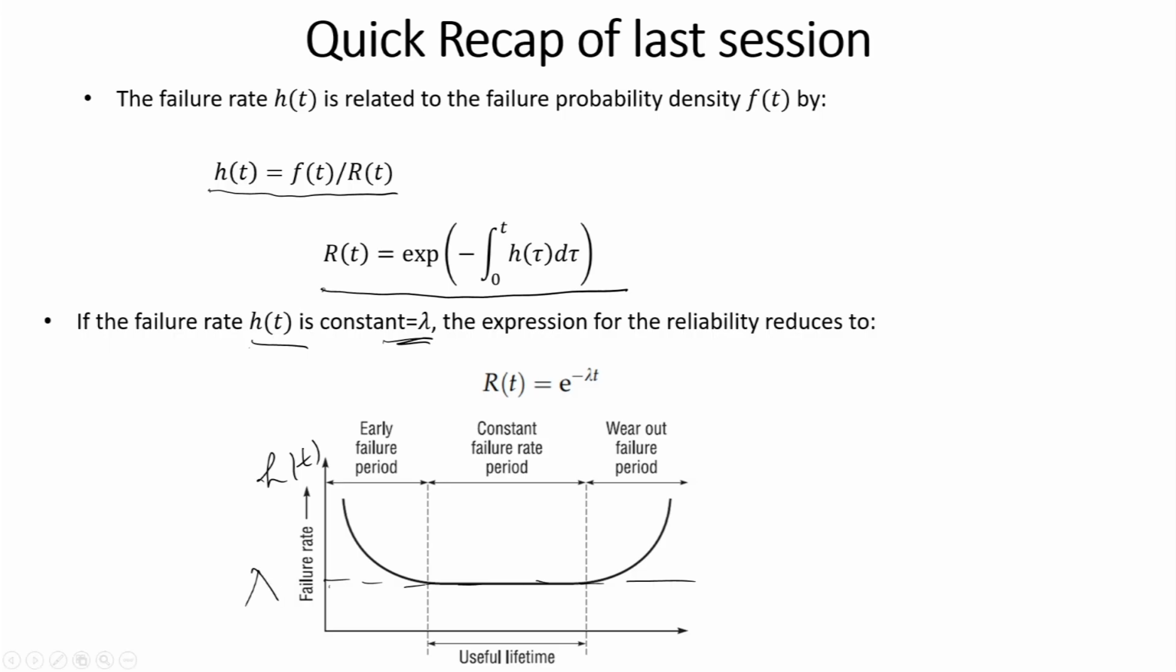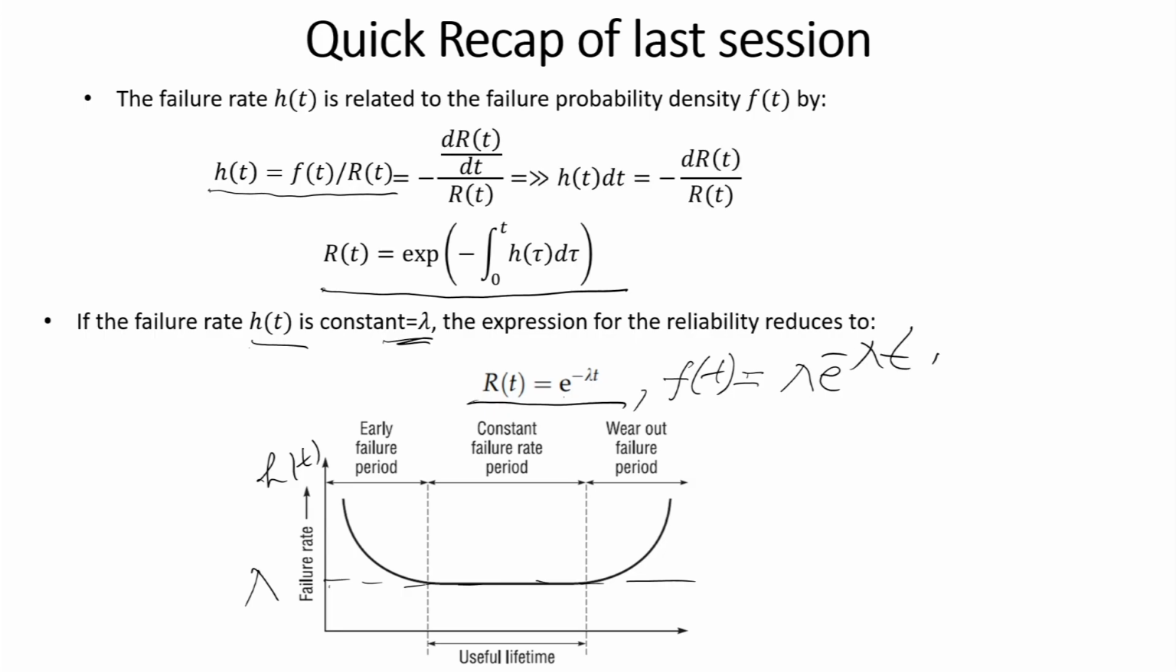When it is constant, you can write the expression for the reliability function as an exponential function, and we call this the exponential probability function. You can find the probability density function f t for the failure by differentiating this. So this will be minus of d R t by d t, and you get lambda e to the minus lambda t. These are the things we already did in our last class.